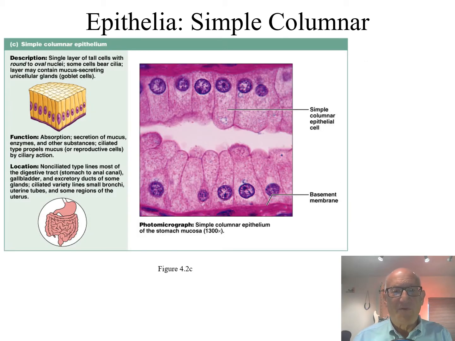Simple columnar epithelium, here it is again in an actual microscopic slide of it. You can see they are single column-shaped cells like that. And here's a diagram of the same thing over here. These are the type of cells now that we're going to find in the digestive system.